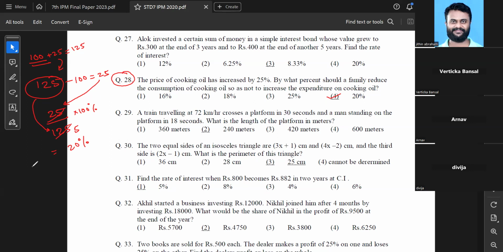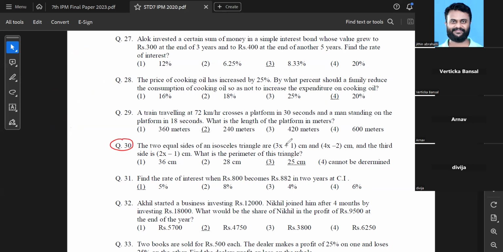Let's go for the 30th problem, dear children. Two equal sides of an isosceles triangle are 3x plus 1 centimeter and 4x minus 2 centimeter. Then the third side is so and so. What is the perimeter of this triangle? Now, in an isosceles triangle, these two sides should be the same. So indirectly they have said that 3x plus 1 is equal to 4x minus 2. From here we can find the value of x. Then everything is very simple.